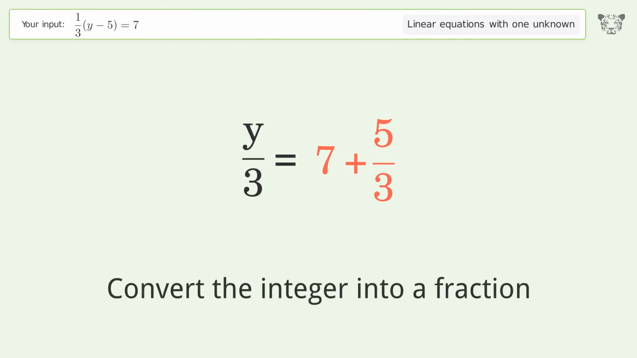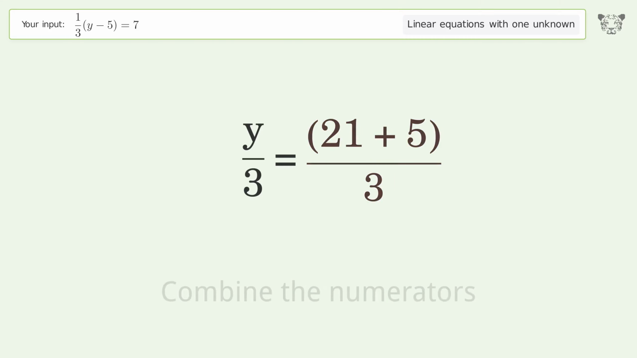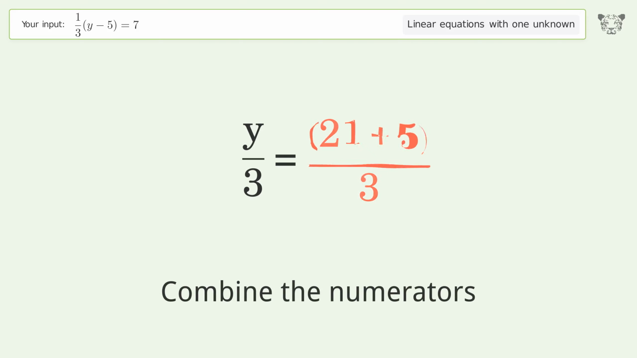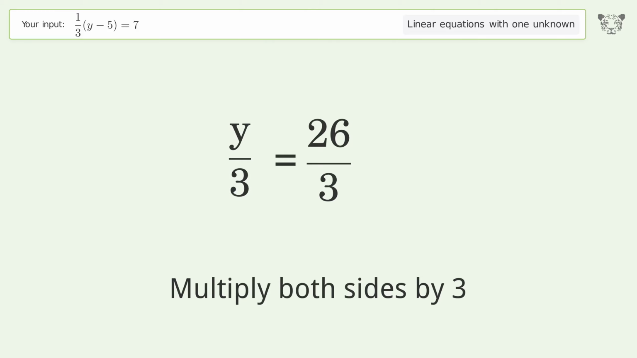Convert the integer into a fraction. Combine the fractions. Combine the numerators. Isolate the y. Multiply both sides by 3.